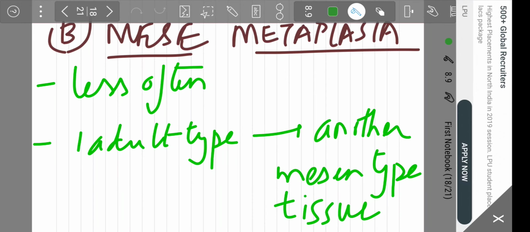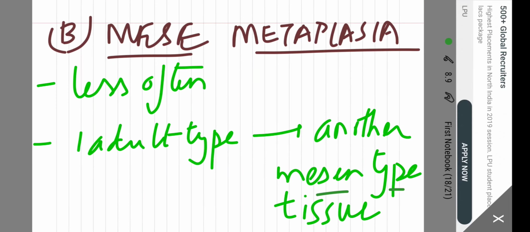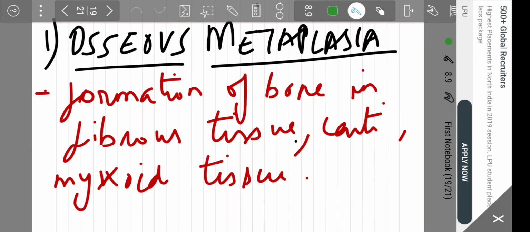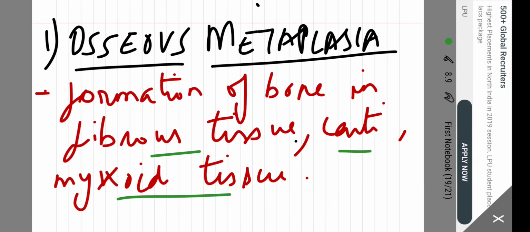Now, mesenchymal metaplasia. It is less common, whereas epithelial metaplasia is more common. It is the conversion of one adult type of mesenchymal tissue to another. It is of two types, that is osseous metaplasia and cartilaginous metaplasia. In osseous metaplasia, the formation of bone takes place in fibrous tissue, cartilage, and myxoid tissue.